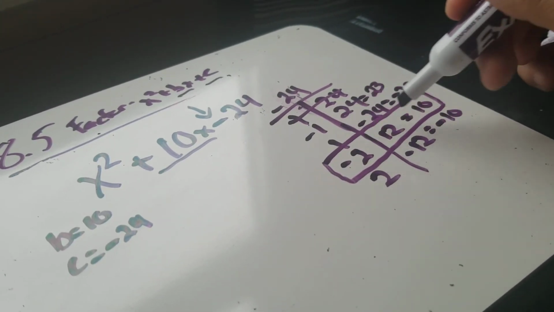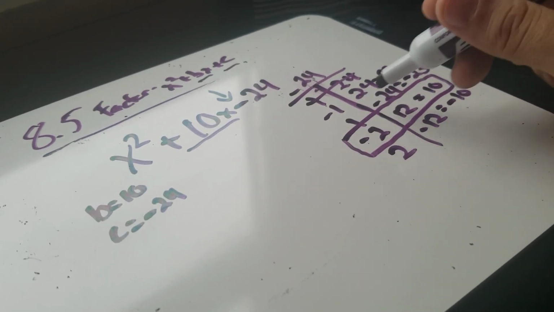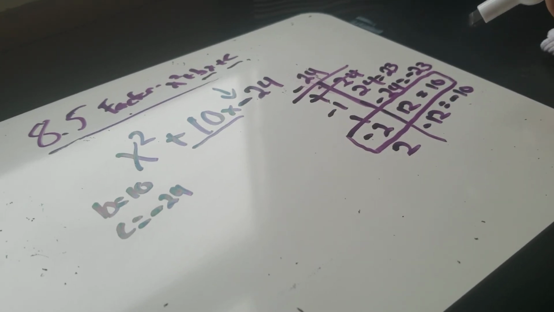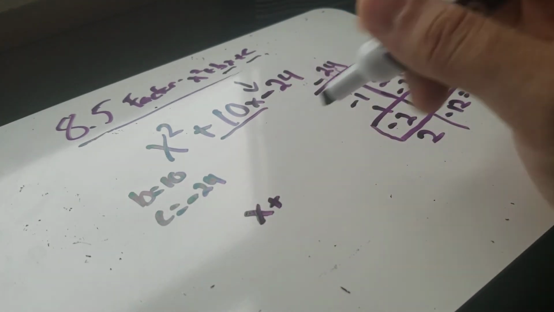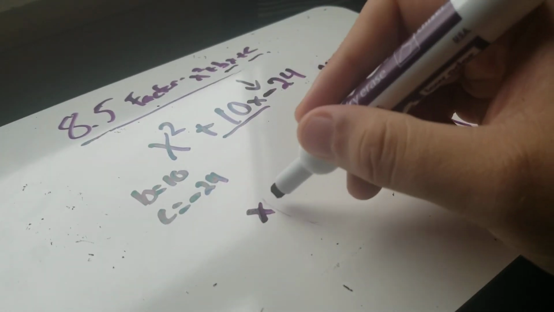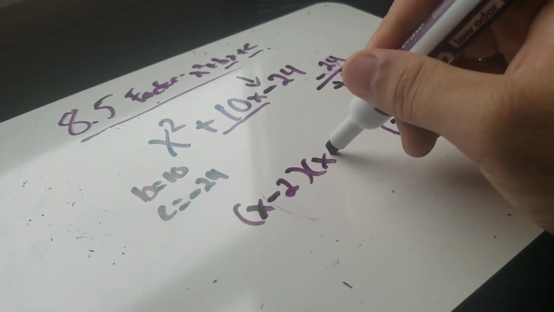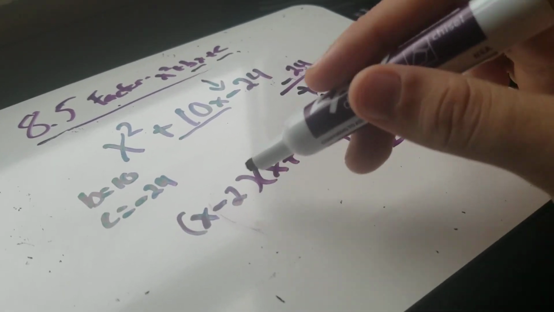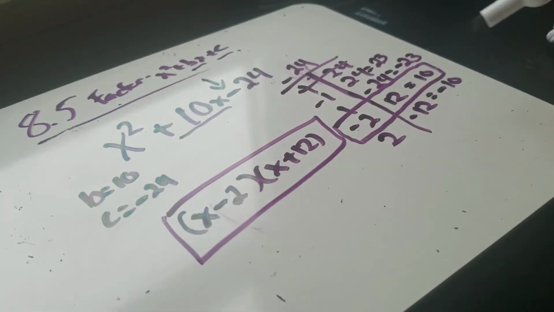Or they cause a positive 10 when you add it. So part 2 is done, which is negative 2 and 12. So the next part is simply x plus, well, this is negative 2, right? So I'm going to do x minus 2, x plus 12. And I'll let you, if you want to, FOIL it to get back to the right answer. But this is how you find the answer.